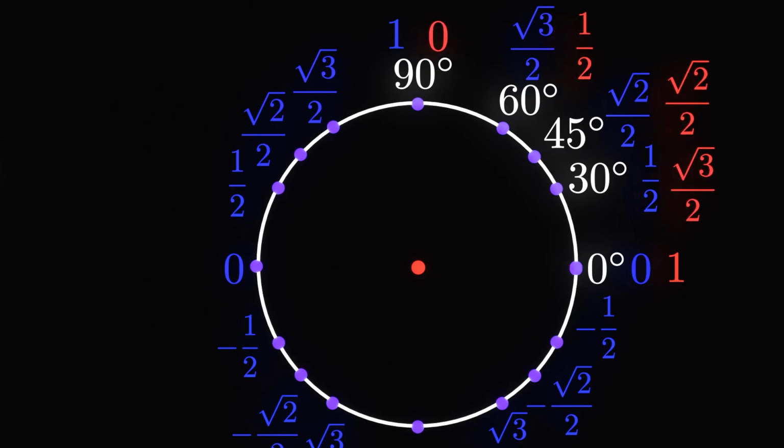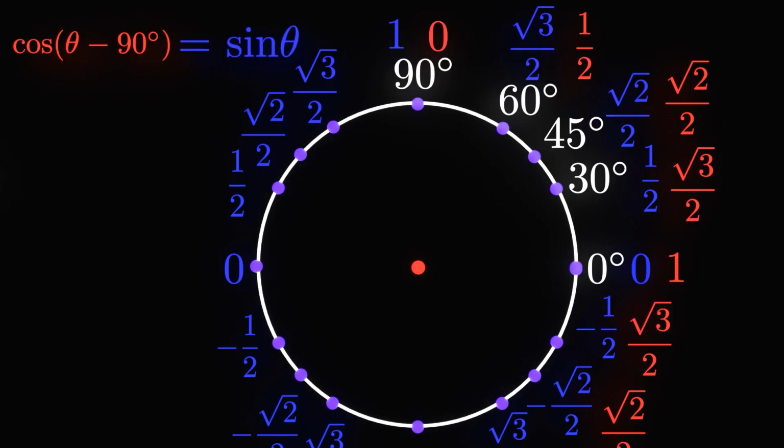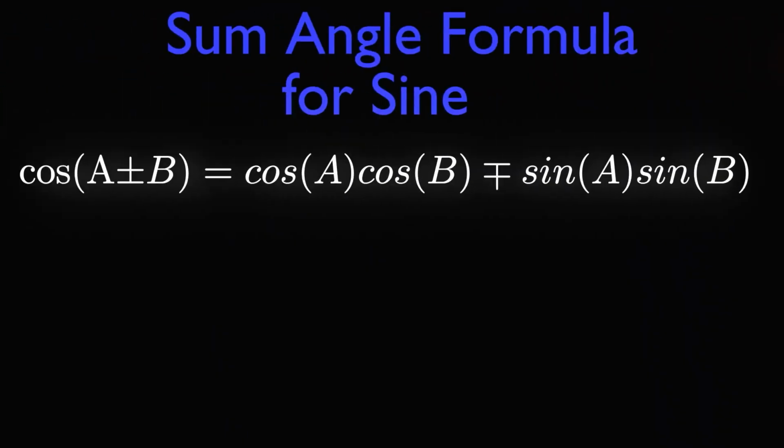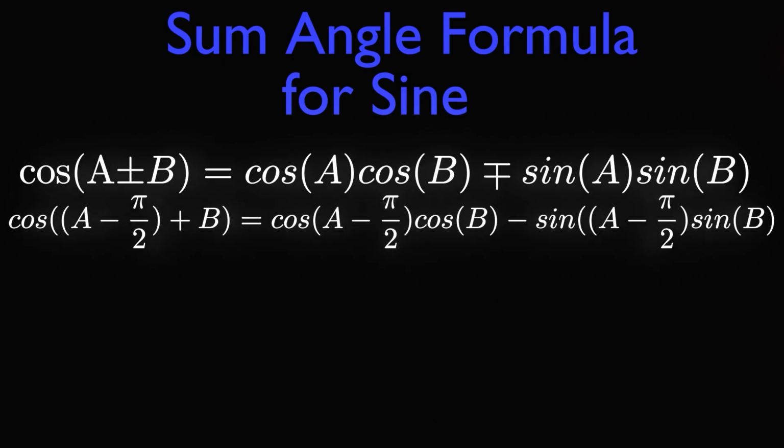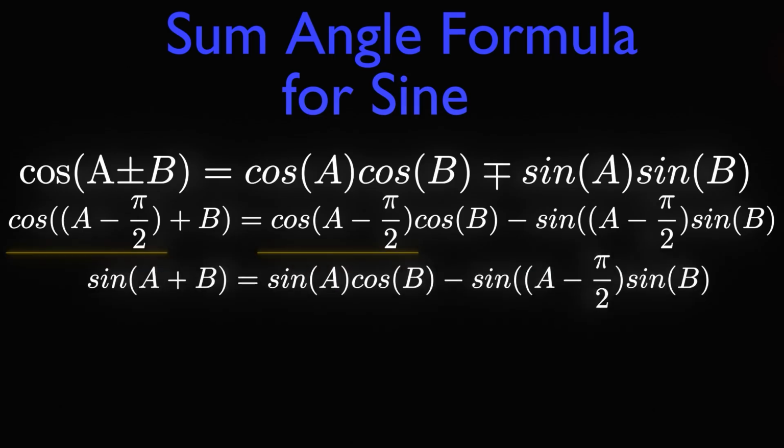So what we can do is have it start at negative 90 degrees. That way it starts at 0 and its progression, so its output values are going to be the exact same as for sine. So once again, we can modify the original formula by making, for example, the first angle a minus pi over 2 radians. So that turns cosine of (a minus pi over 2 plus b) into cosine (a minus pi over 2) times cosine b, minus sine (a minus pi over 2) times sine b. Now, as we established earlier, this cosine (a minus pi over 2) turns into sine a.